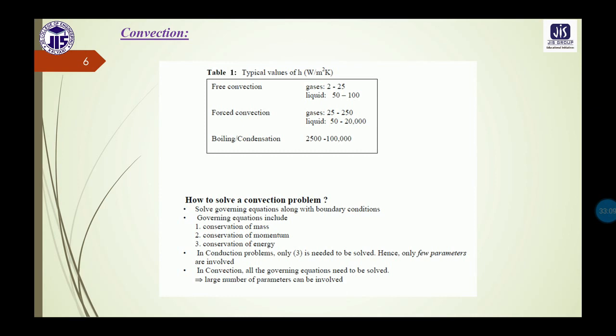In any conduction problem that we discussed earlier, only number 3, the conservation of energy, needed to be solved. So only a few parameters were involved in the conduction problems. But in convection, all the governing equations need to be taken into consideration: conservation of mass, momentum, and energy. That means a very large number of parameters can be involved, and that's why solving numericals will be much more complicated in convective heat transfer.